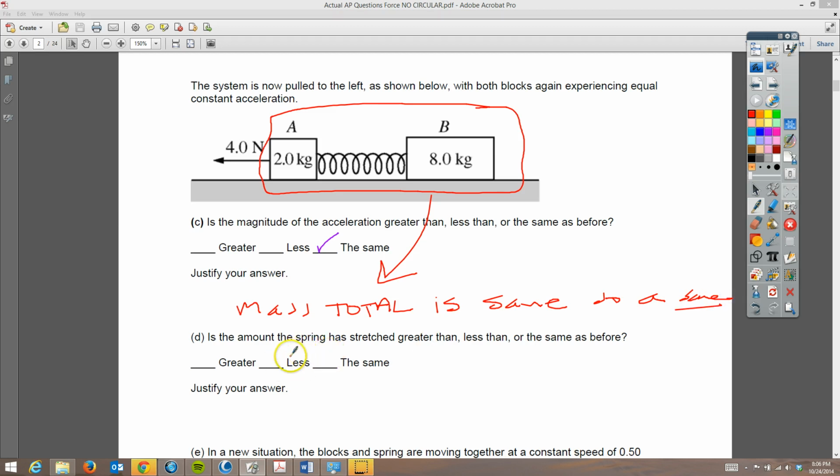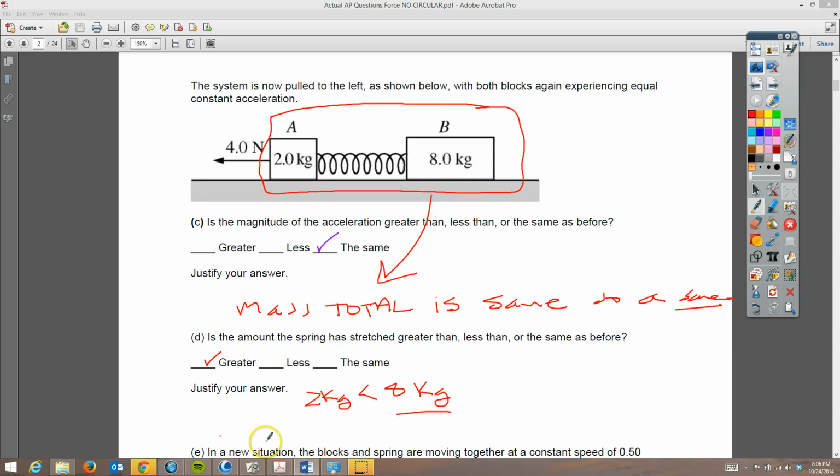They want to then know, is the amount the spring has stretched greater than, less than, or the same as before? And for this one, the stretch is going to be greater. And the reason it's greater is because the 2 kilogram mass is less than that 8 kilogram mass. And so when you pull it to the left, you get more resistance from that 8 kilogram mass. And so that's kind of what you end up with for that one.